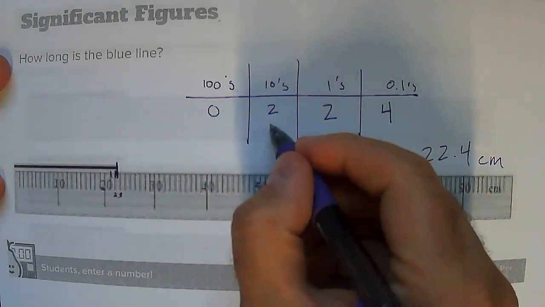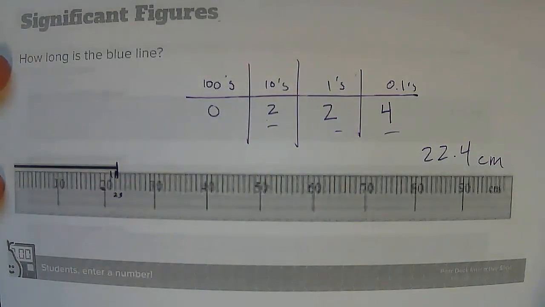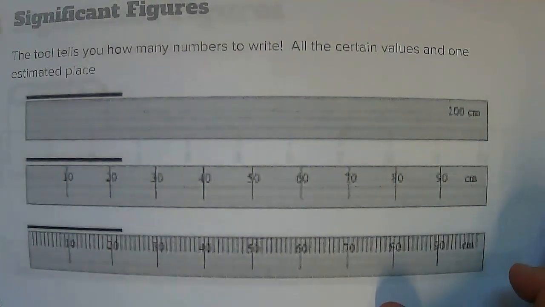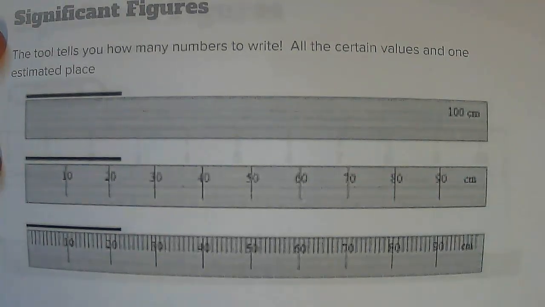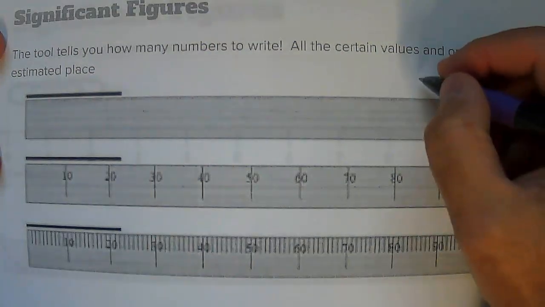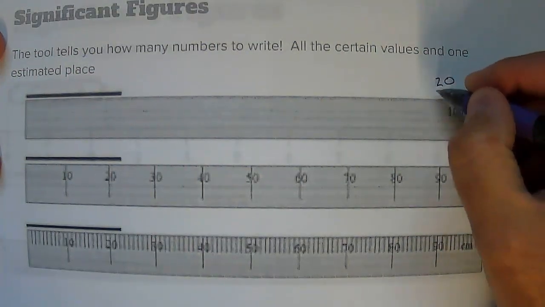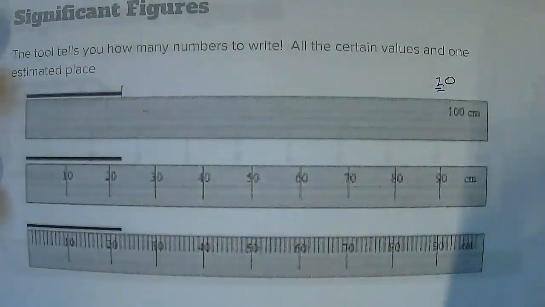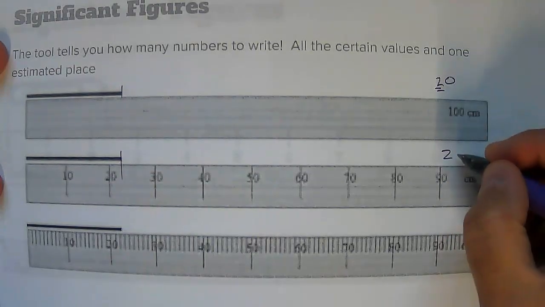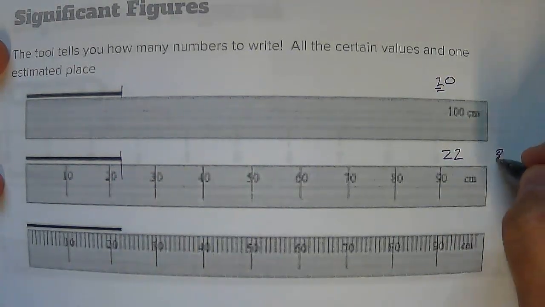So significant figures would be 1, 2, 3 significant figures. Each figure that was measured, including the one that was estimated, is a significant figure. So the tool tells us how many significant figures we have. These are all the same 3 measuring tools, and this one told us one significant figure, because we were able to just estimate one place. This gave us 22, which is two significant figures.